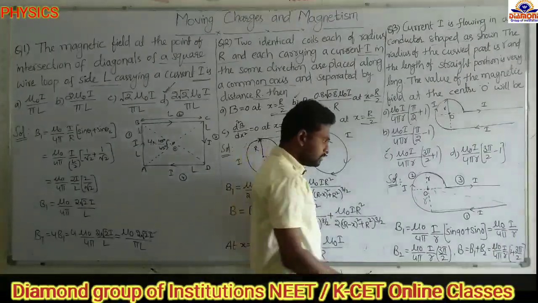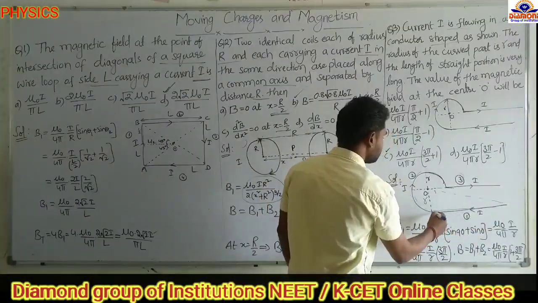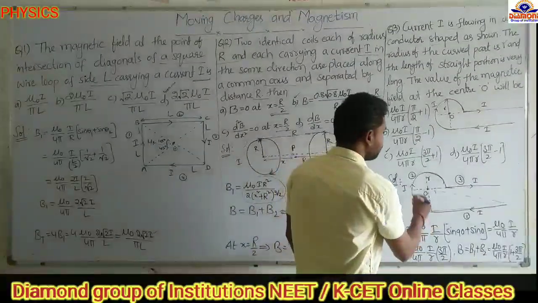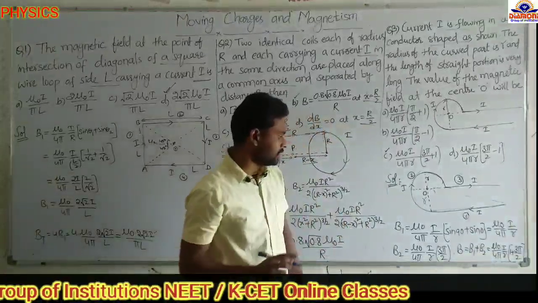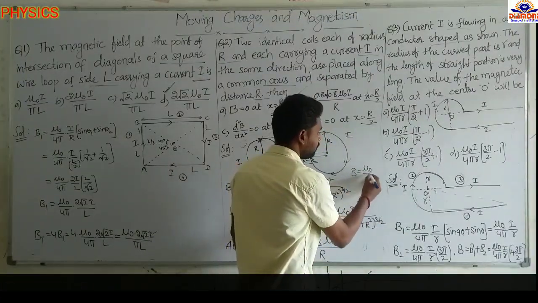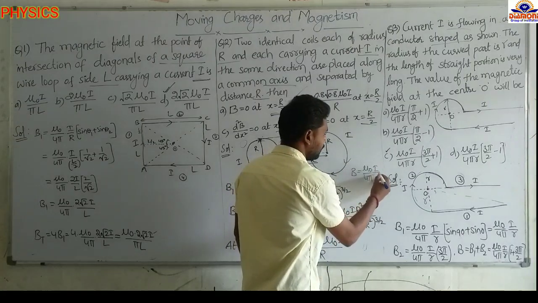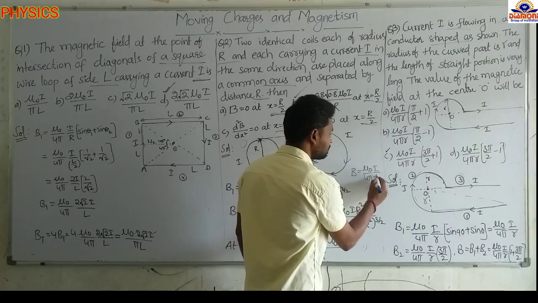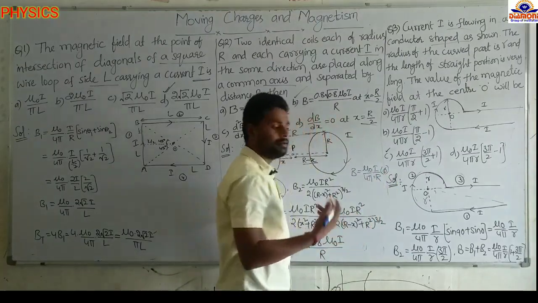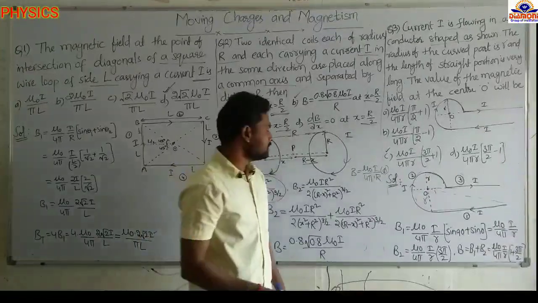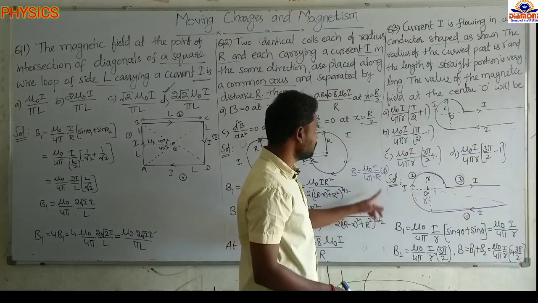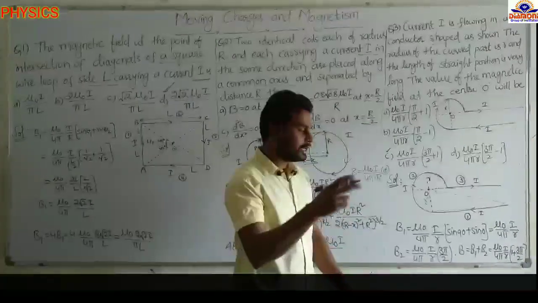The first part is completed. Next we come to the second part, the curved part. Due to the curved part we have to find the magnetic field. Remember the standard formula for the curved part: B equals mu naught by 4 pi into I by r, or capital R, whatever it is, into the angle. What is the angle made by that arc? Here mu naught by 4 pi into I by r uses the radius of that circular arc, and then the angle made by the arc.